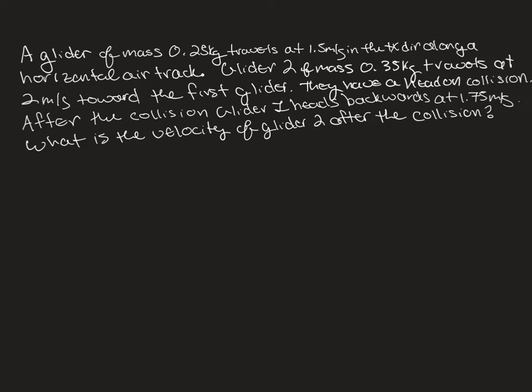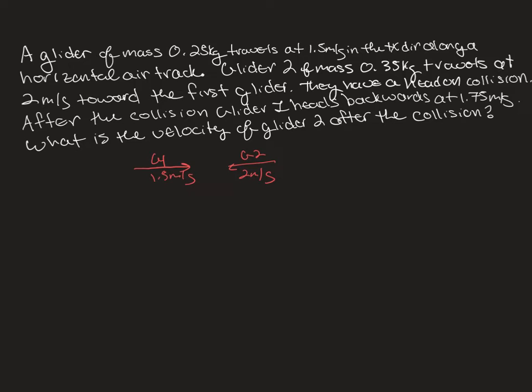All right, so our initial setup is that glider 1 is headed to the right, so positive x direction, at 1.5 meters per second. Glider 2 is heading towards them, so they can have a head-on collision, at 2 meters per second. So that means glider 2 is headed in the negative x direction. All right, they have their head-on collision.